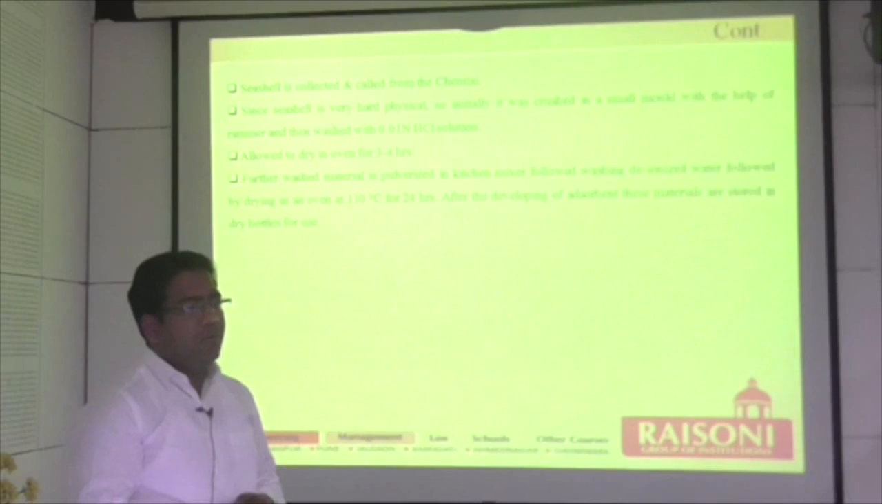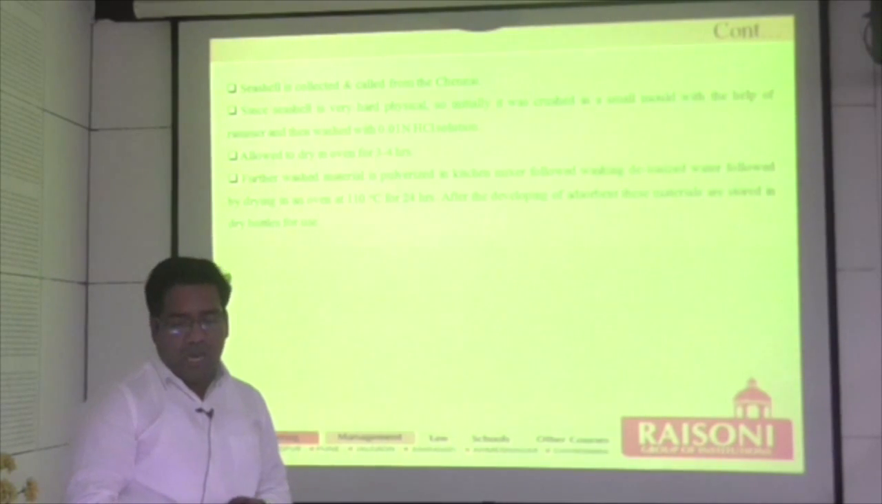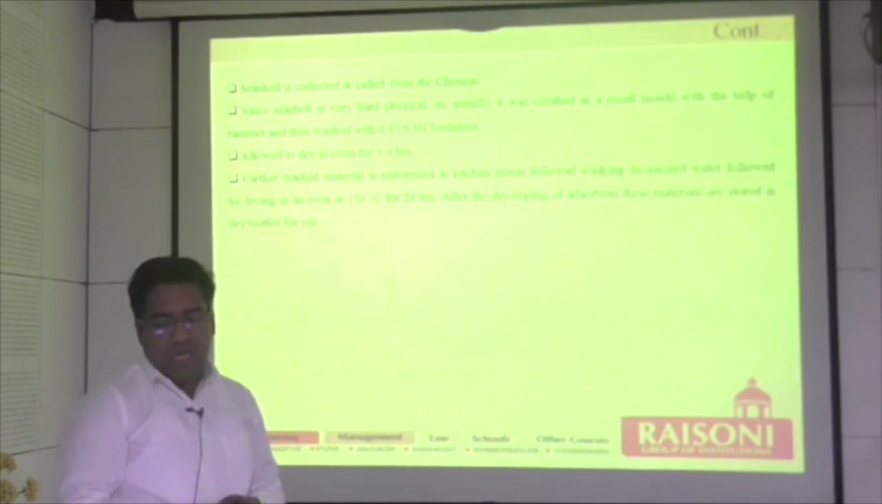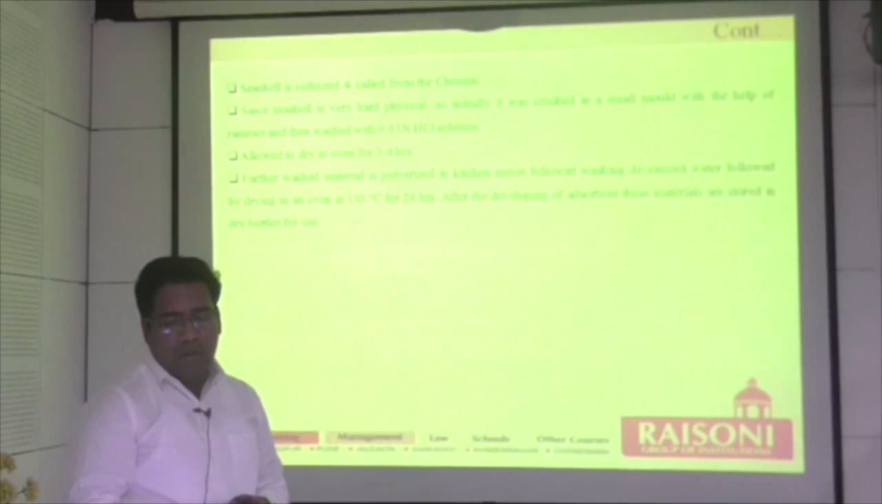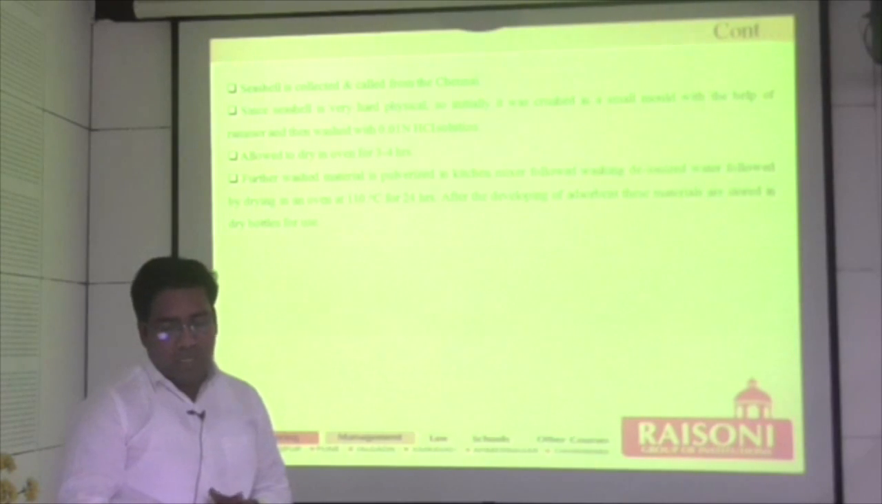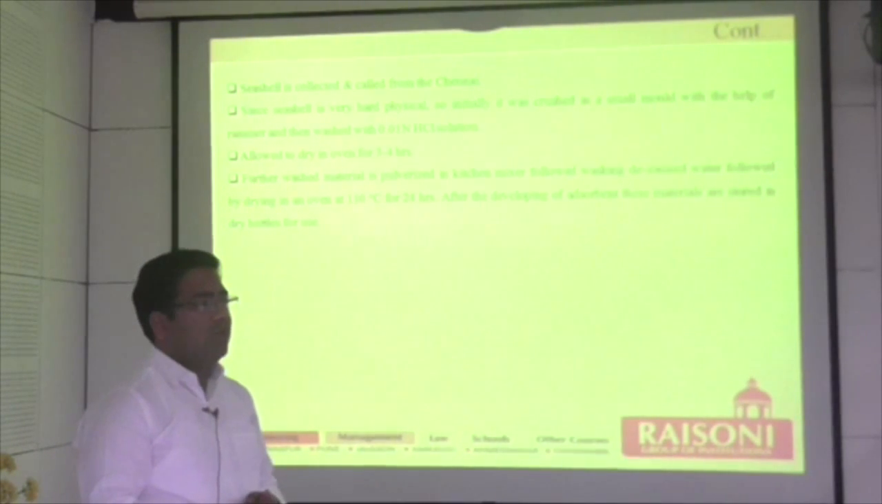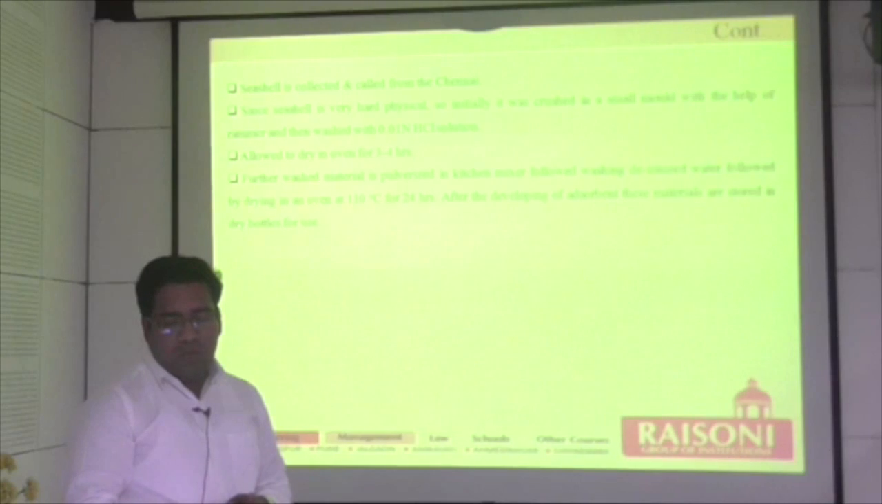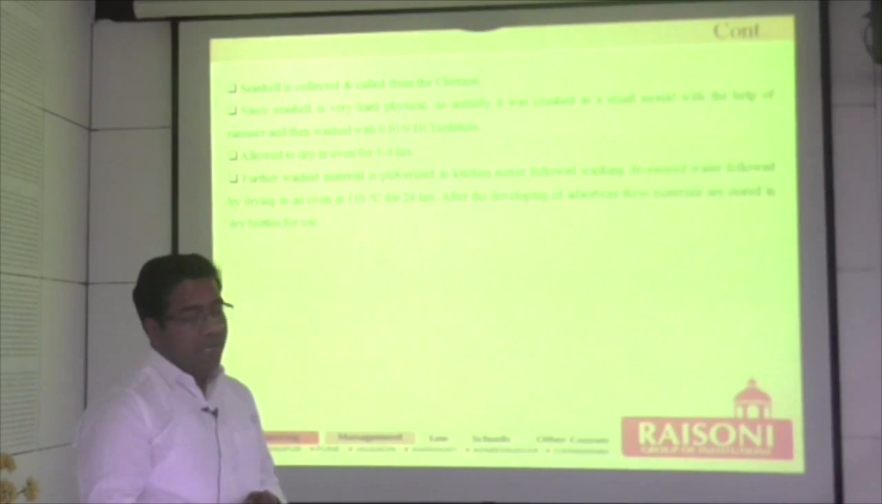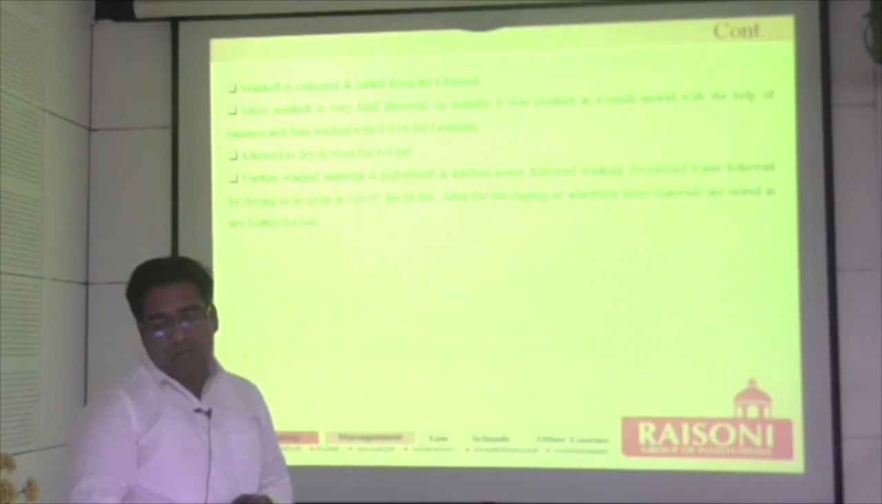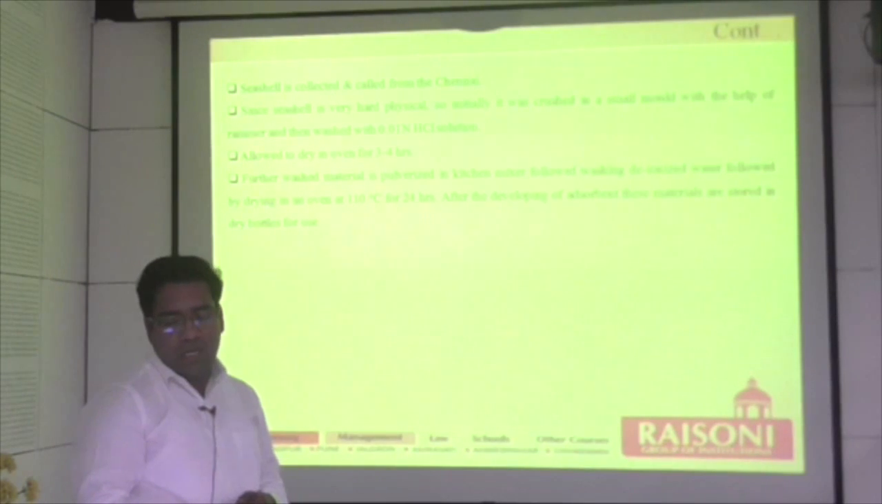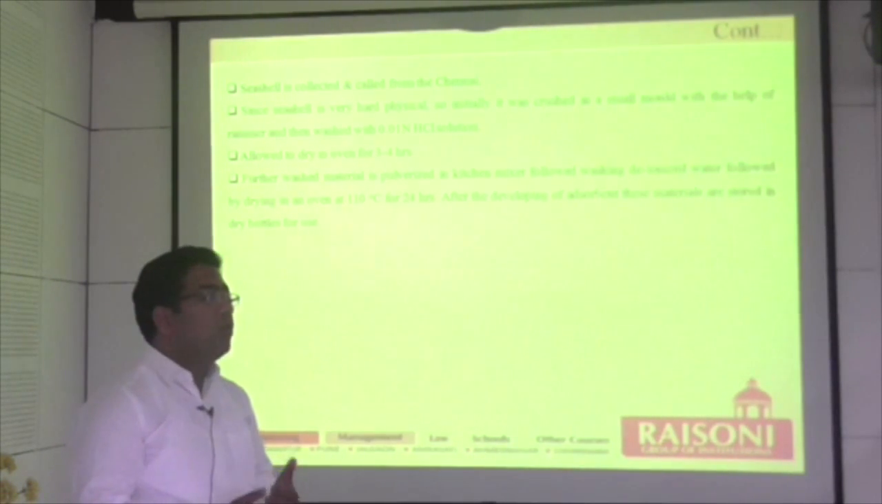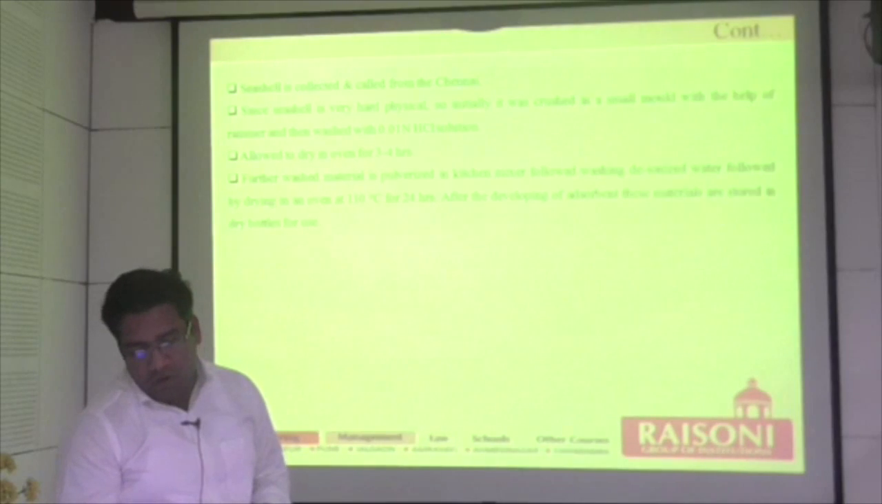Seashell is collected and taken from the chimney. Since seashell is very hard, initially it was crushed in a small mold with the help of a rammer, then washed with 0.01 normal HCl solution and allowed to dry in an oven for 3 to 4 hours. Further, the washed material is pulverized in a kitchen mixer, followed by washing with deionized water, followed by drying in an oven at 110 degrees centigrade for 24 hours. After developing the adsorbents, these materials are stored in dry bottles for further use.